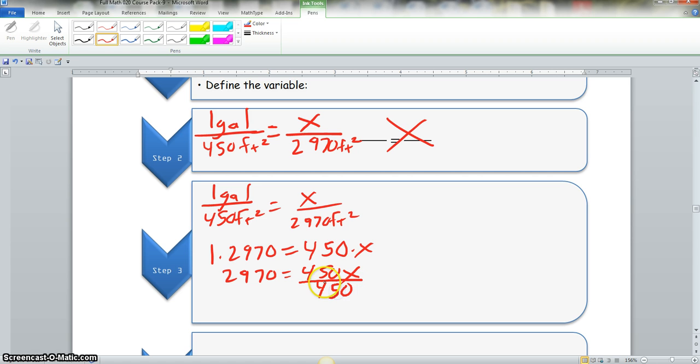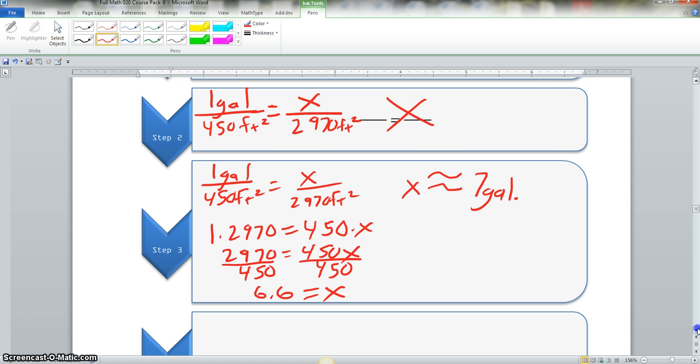Divide each side by 450. And this will give you 6.6, which is equal to x. Now, remember, we want to round to the nearest whole gallon. So it'll be approximately 7 gallons. So x will be approximately 7 gallons.